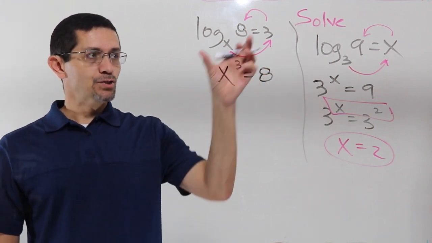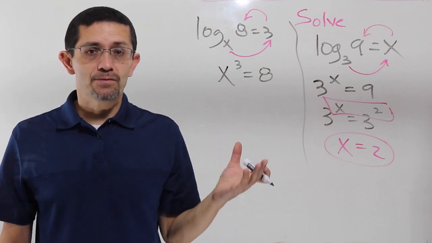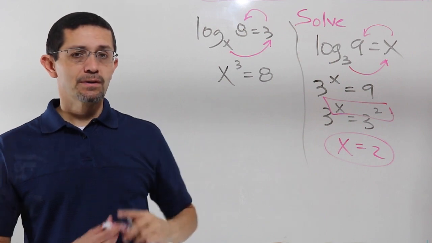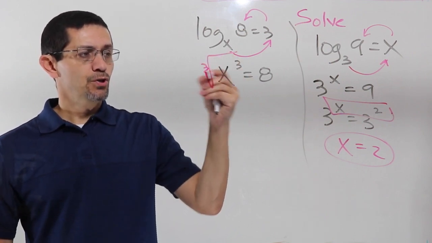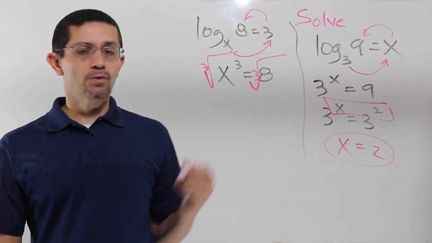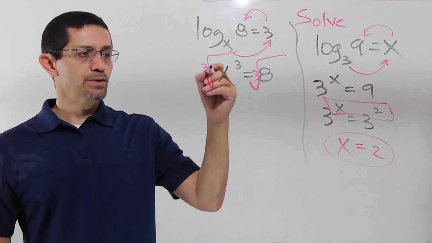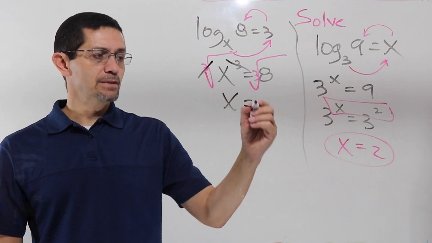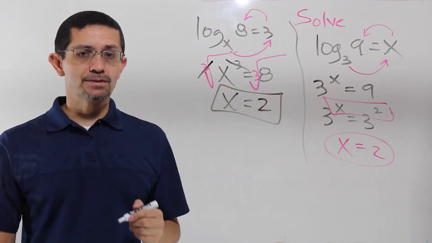Now, as soon as you rewrite it as an exponential, we have to solve this equation. X to the third power, I have to take the cube root on both sides. The cube root is going to cancel the cube, so I'm going to have x here, and the cube root of 8 is 2, and my answer is 2.